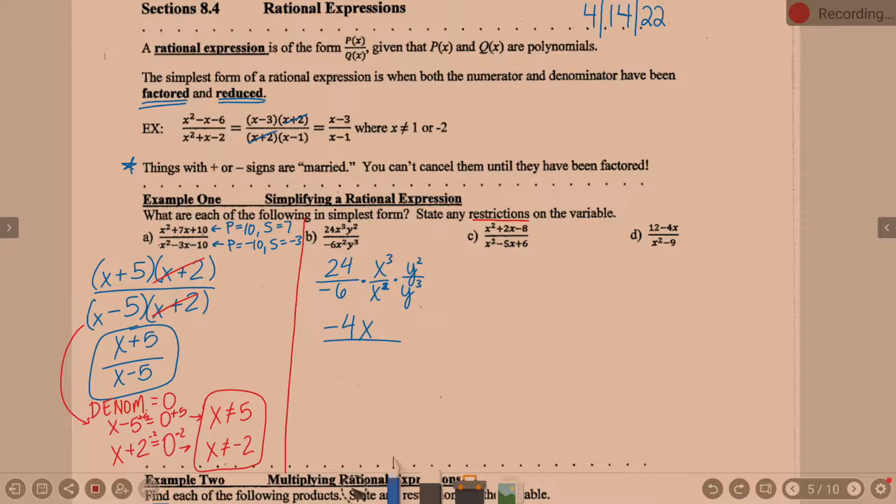What about y's? Y to the second divided by y to the third. Depending on how you subtract this, if you say 2 minus 3 is negative 1, well, to get rid of the negative, you take it to the bottom. Or another way I like to teach it is, if I just do bigger minus smaller, 3 minus 2 is 1. Where were there more y's? On the bottom. So where is that extra y to the first? On the bottom. Both are good ways to think about it.